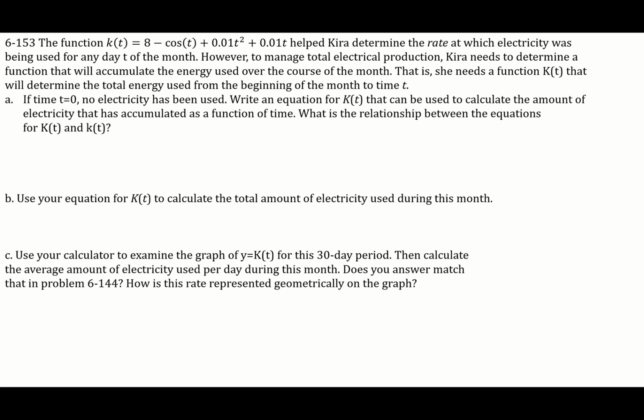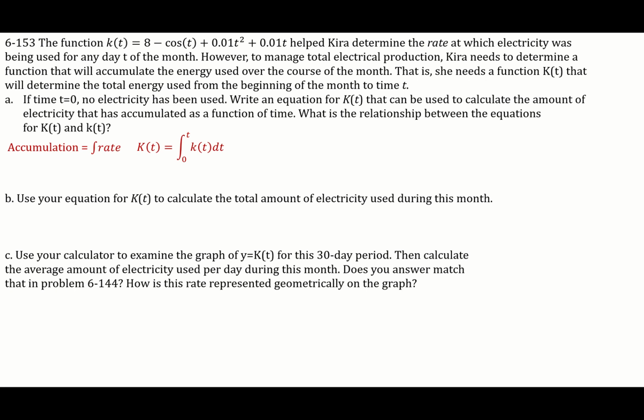So if at time t equals 0, no electricity has been used, write an equation that can be used to calculate the amount of electricity that has been accumulated as a function of time. Okay, so we're given a rate function, and we're trying to find an accumulated function. Recall that accumulation is the integral of rate. So to find our capital K of t, that's going to be the integral of lowercase k of t from 0, the beginning of the month, to t, the end of the month.